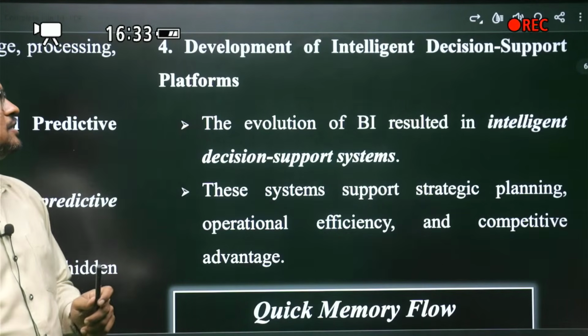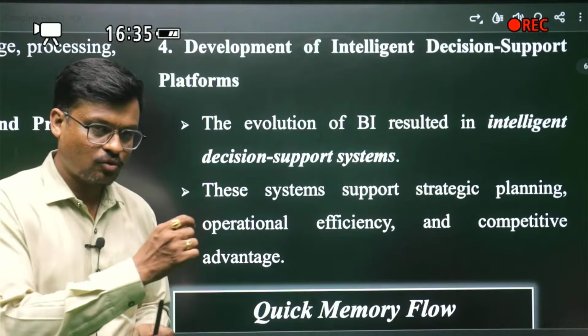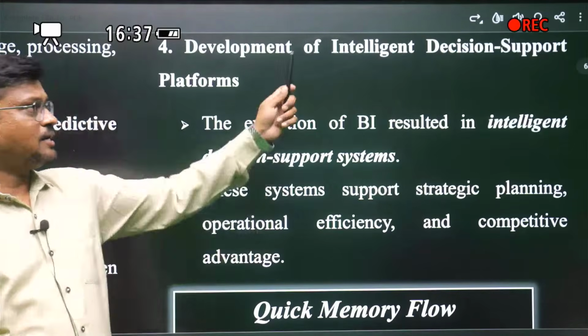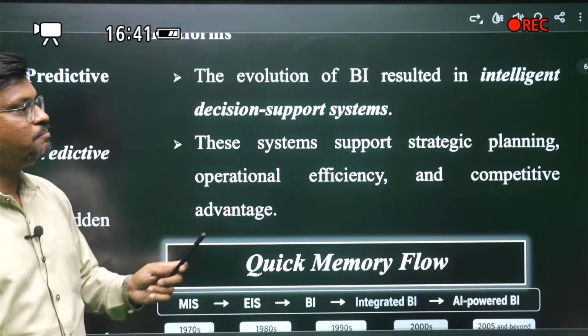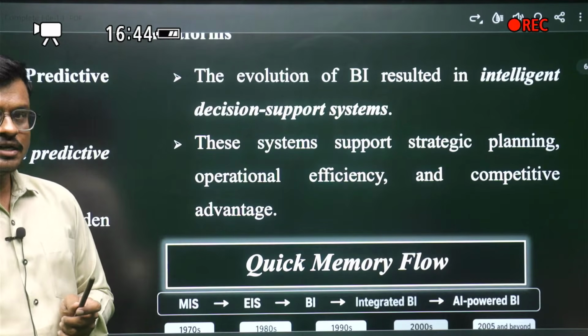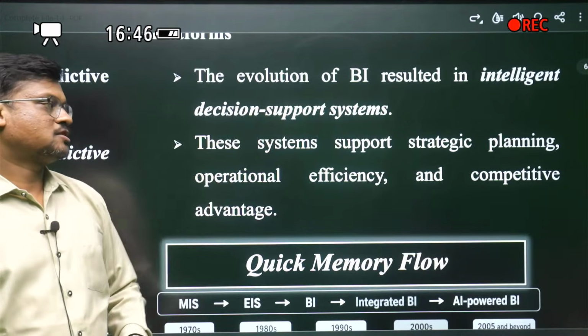Development of intelligent decision support systems, development of intelligent decision support platforms. The evolution of BI resulted in intelligent decision support systems.